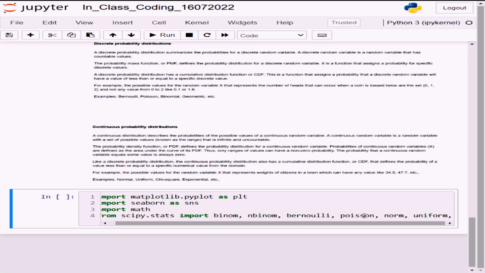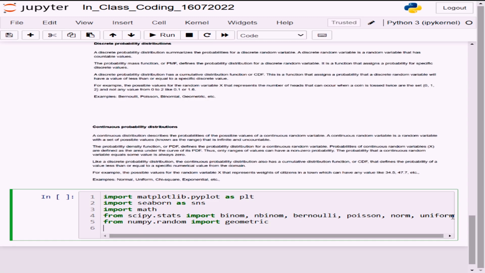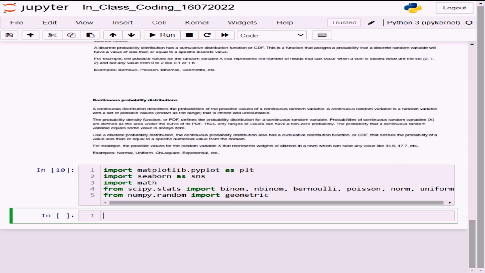I think I have almost everything I need as of now. Let me see. If I need something, I can get it later. So then, yeah, we have a geometric, right? So let's go for that. From numpy dot random, I will import geometric. Okay, that's sufficient for me as of now. All right, so let me run this. Okay, so we have this now.